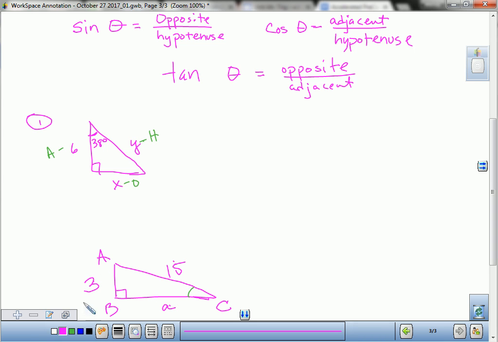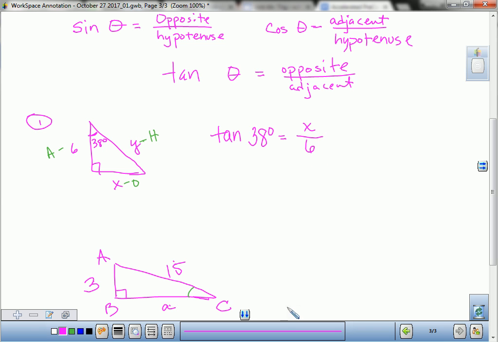So if we wanted to solve for x, you look for what you want, and you look for what they gave you. I want x, which is the opposite. They gave me 6, which is the adjacent. Which trig function is a ratio of opposite and adjacent? Tangent. So that's how we would begin. Tangent of 38 degrees is equal to the opposite side over the adjacent side.